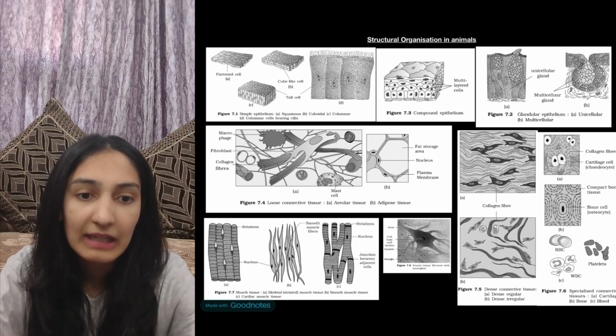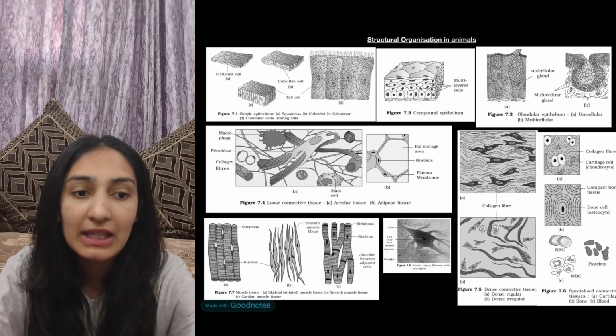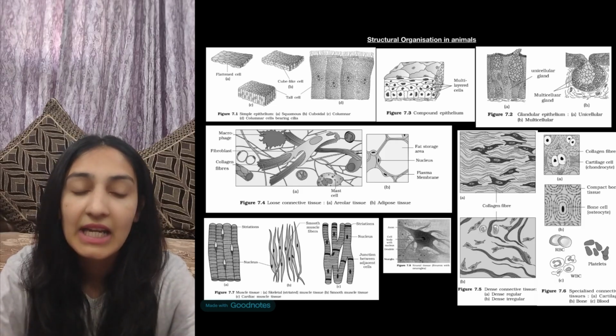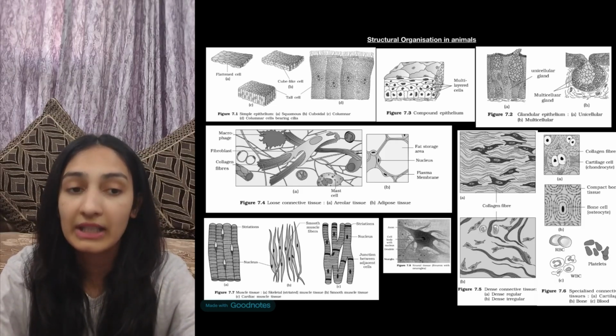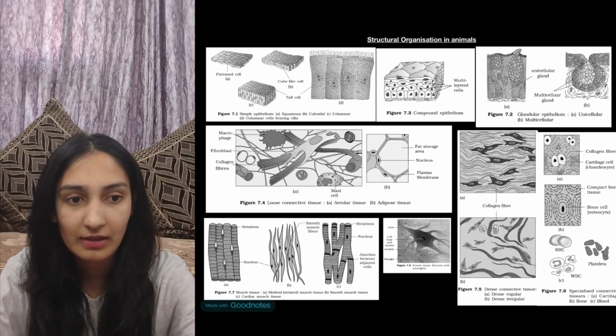Next, in figure 7.7 we have muscle tissue. A is the skeletal or striated muscle tissue where you can see the striations. B is the smooth muscle tissue. There are no striations. And C is the cardiac muscle tissue. It contains striations and there's also a junction between the adjacent cells.